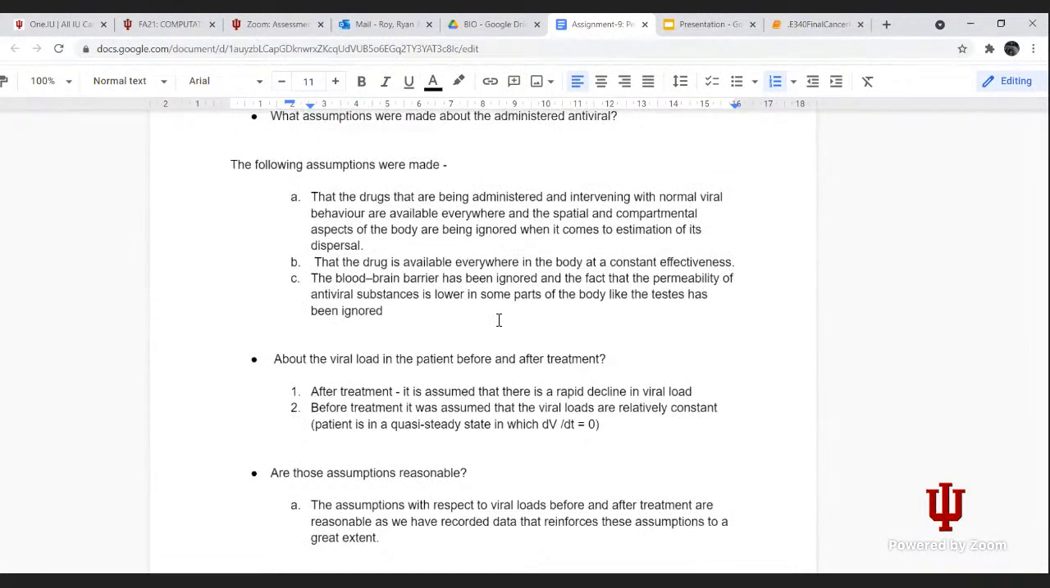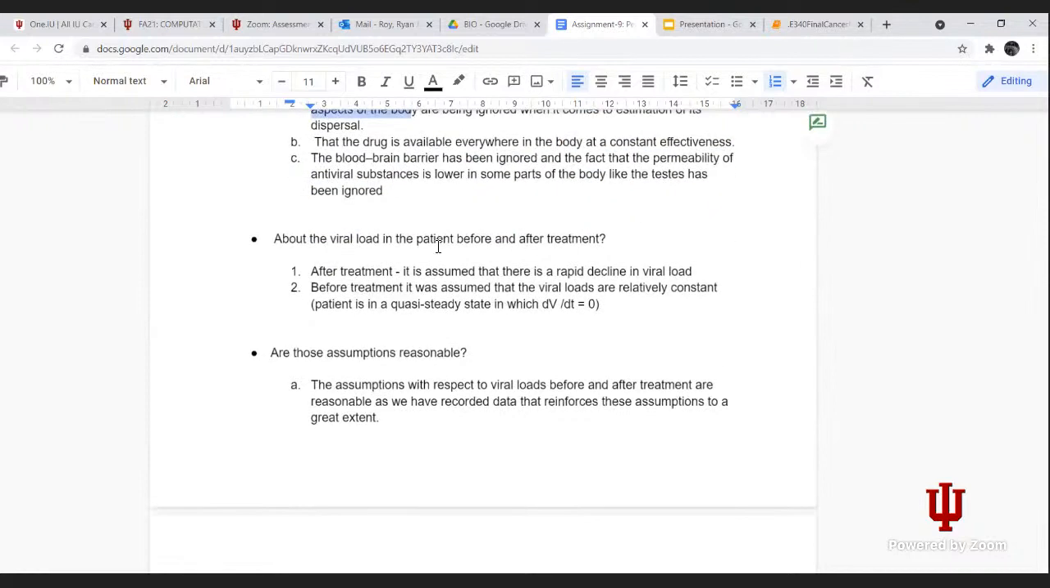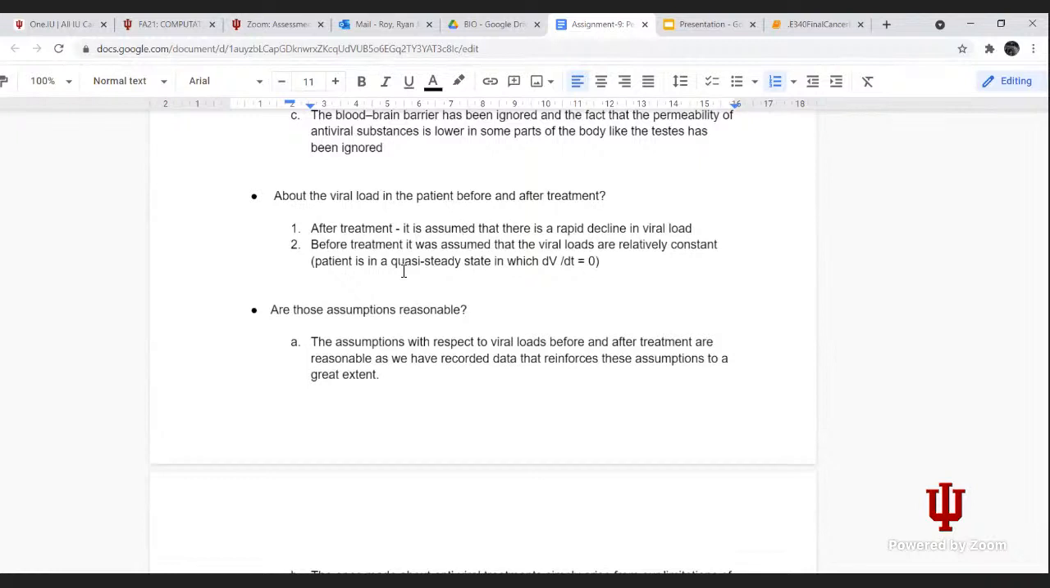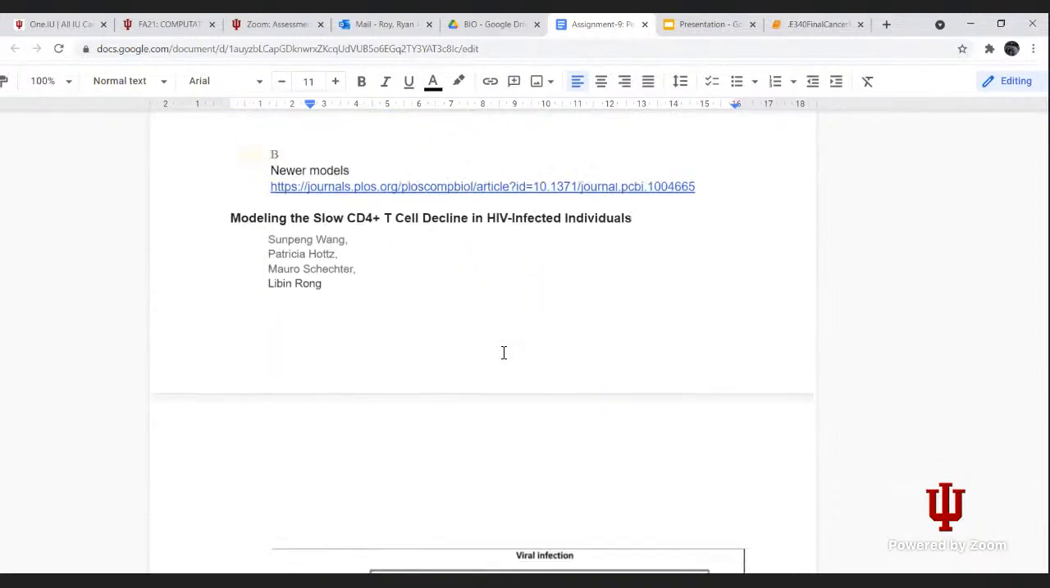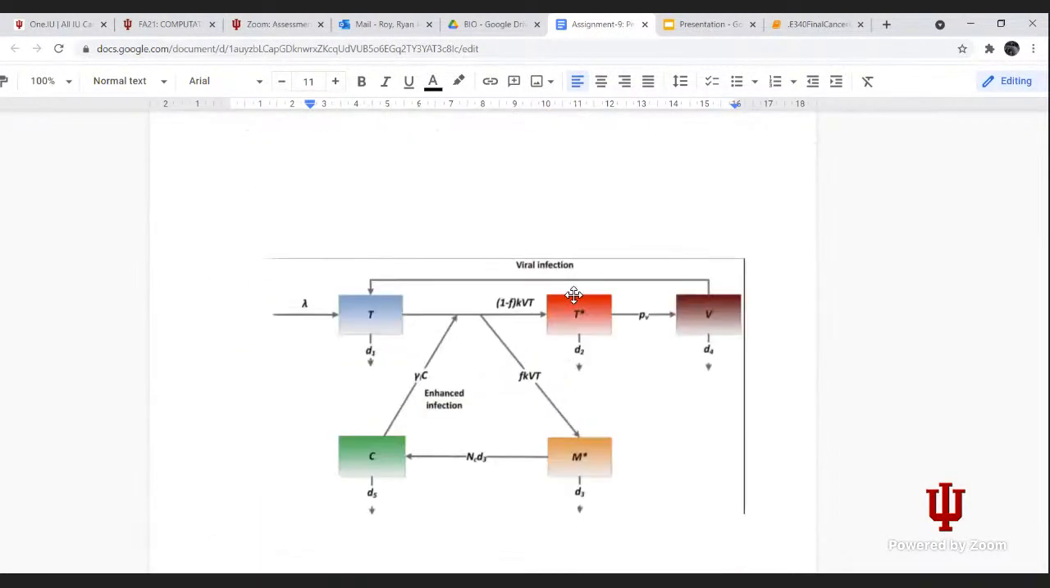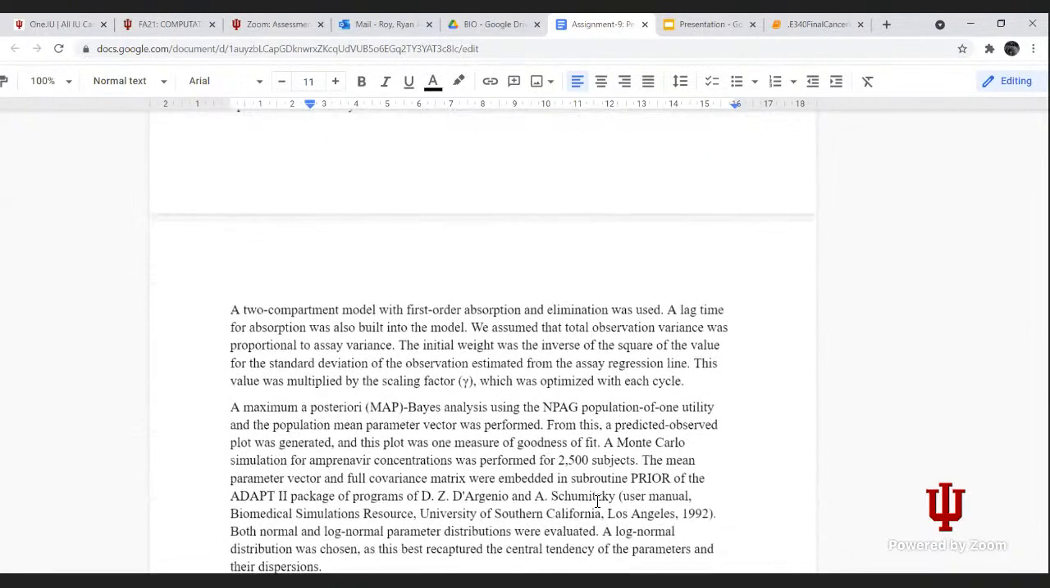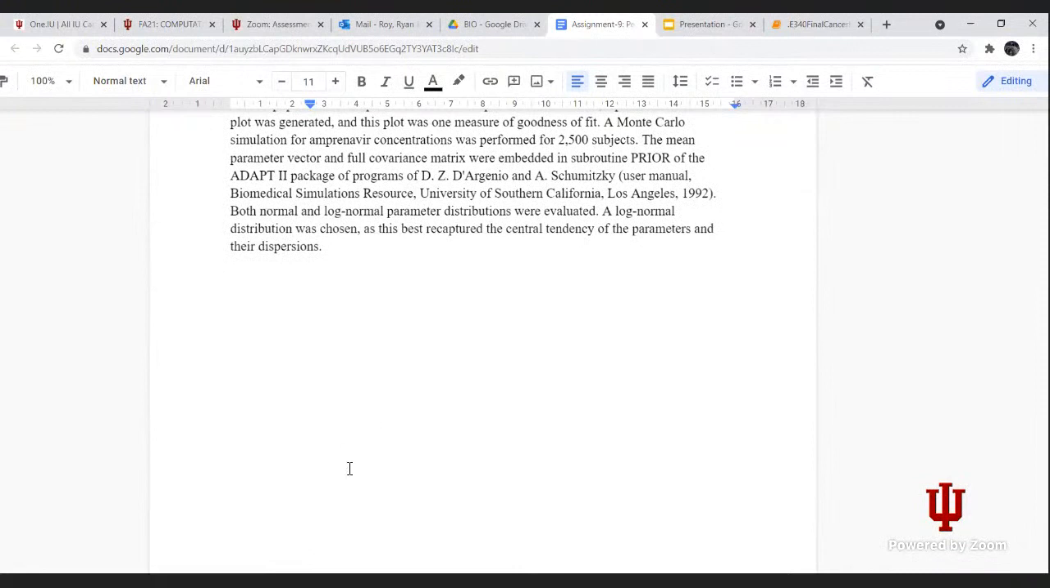Again, they also assume that immediately after the drug is administered, it is available throughout the system in a very uniform fashion. It does not take into consideration the spatial and compartmental aspects of the body. It also assumes that before treatment, the production of virus is zero, which is what the initial assumption was, that the virus goes into a quasi steady state in that 0 to 10 year period. And also I found some new data that talked about a new model. So that's essentially what I could find.